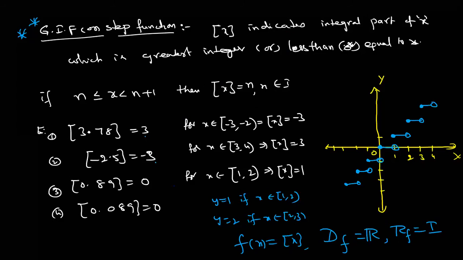See, output is what here? Any real number, but what is the output? Can you get 0.2, 0.3? No. Output is always an integer. See the definition. For any value of x, output is always an integer.